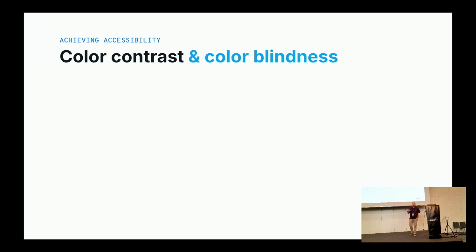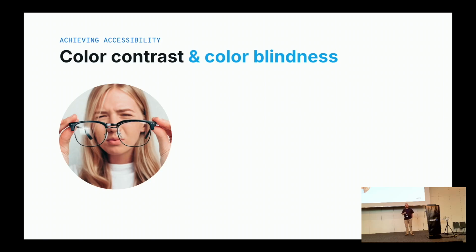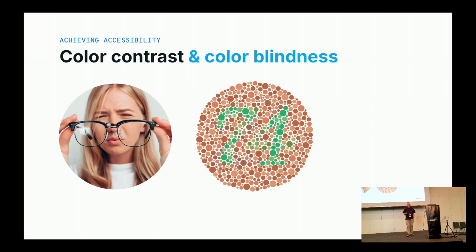Okay, so then the next thing is about colors, color contrast and color blindness. Color contrast can affect a lot of people, for example, with bad eyesight, and color blindness is actually super prevalent. 8% of men globally have some form of color blindness, and I think it's like 1.2% of women. So it's a significant amount of people.